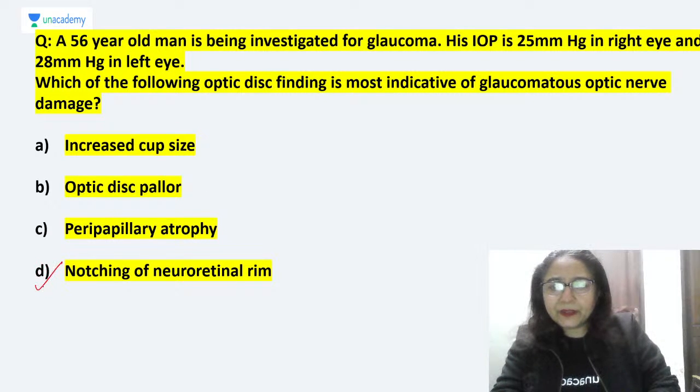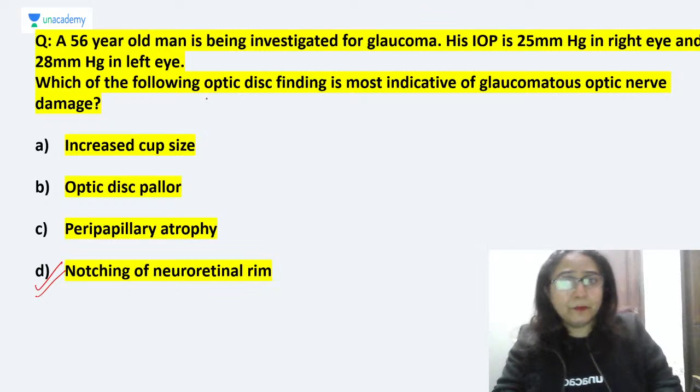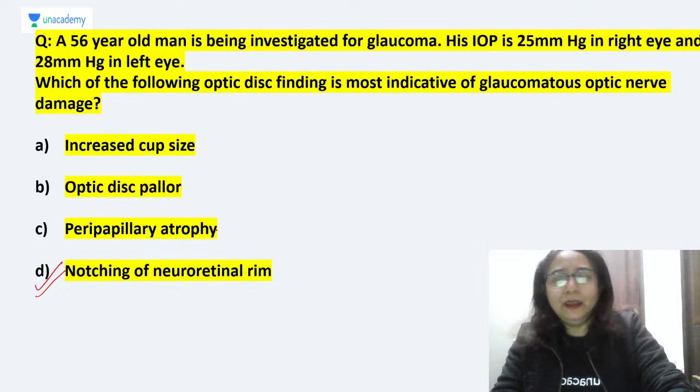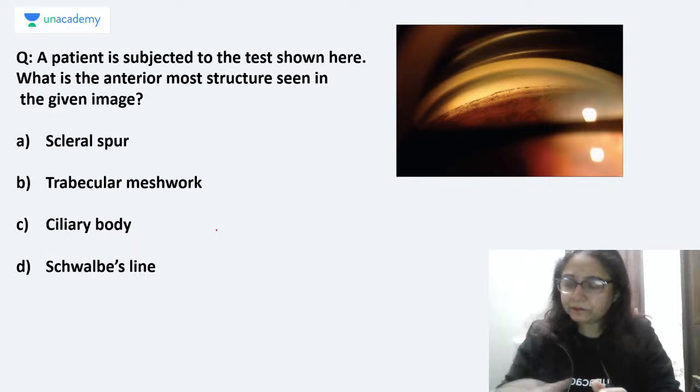So here the right answer to be marked is notching of the neuroretinal rim, because the other findings are not exclusive to glaucomatous damage. Okay, right. So now moving on to another case scenario.